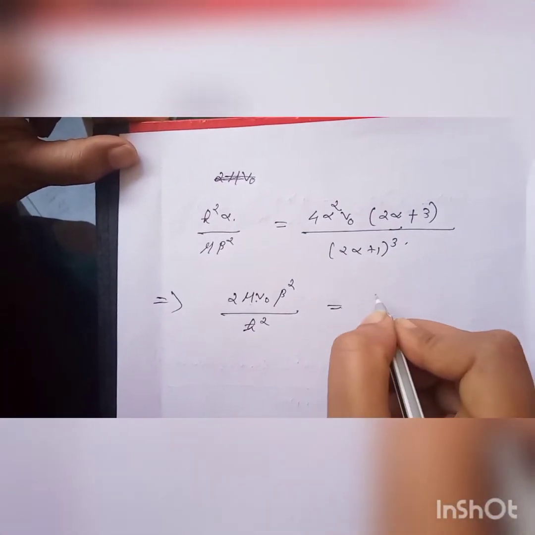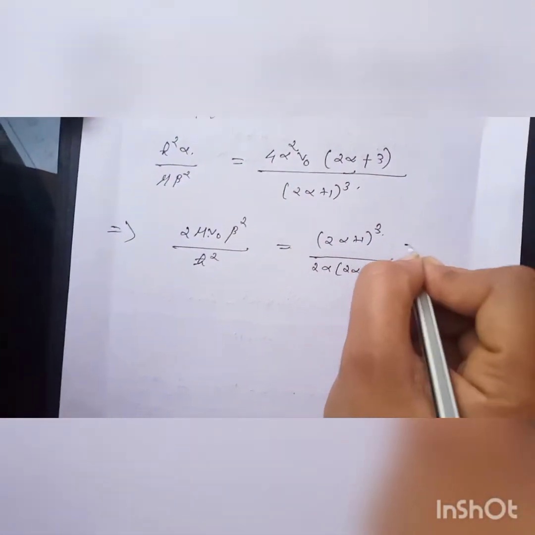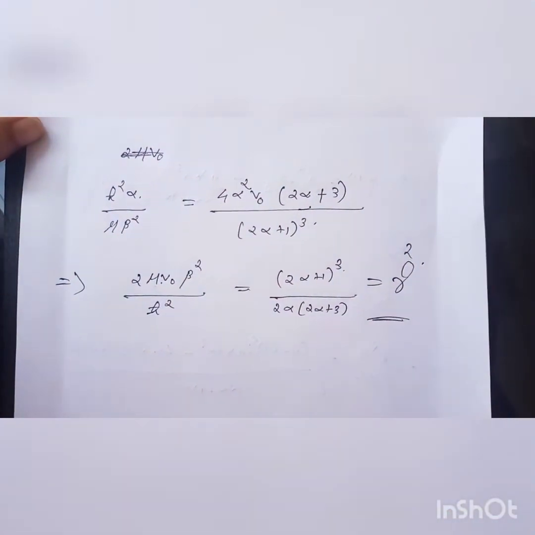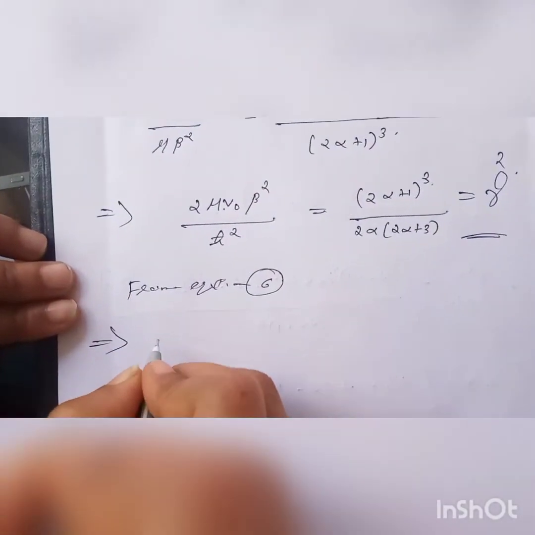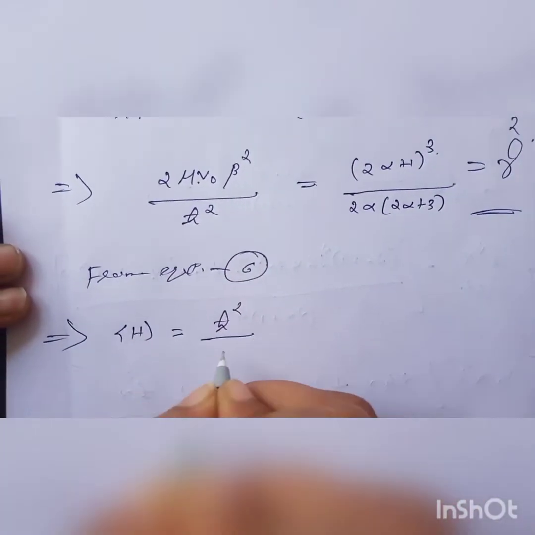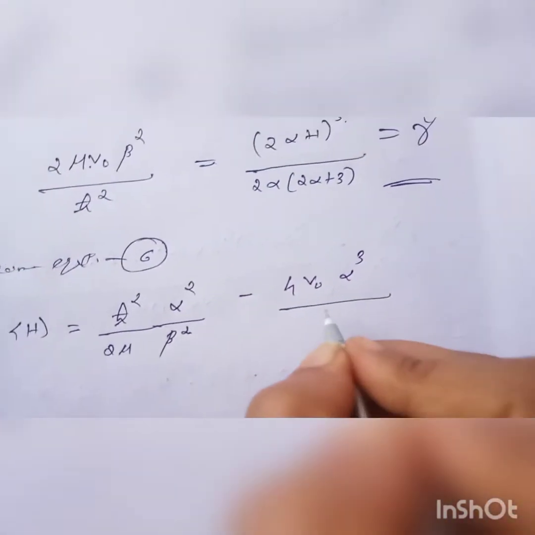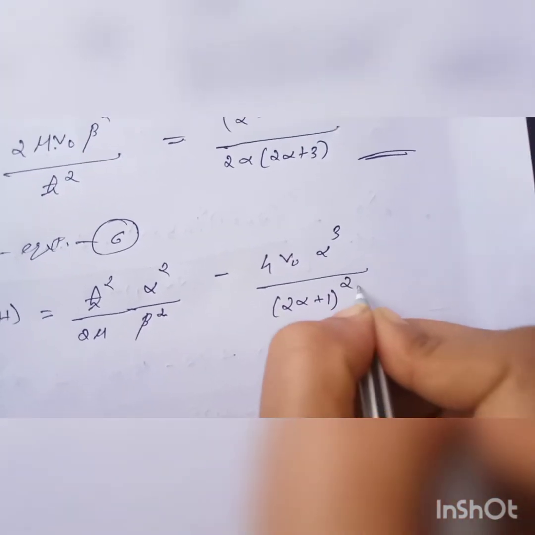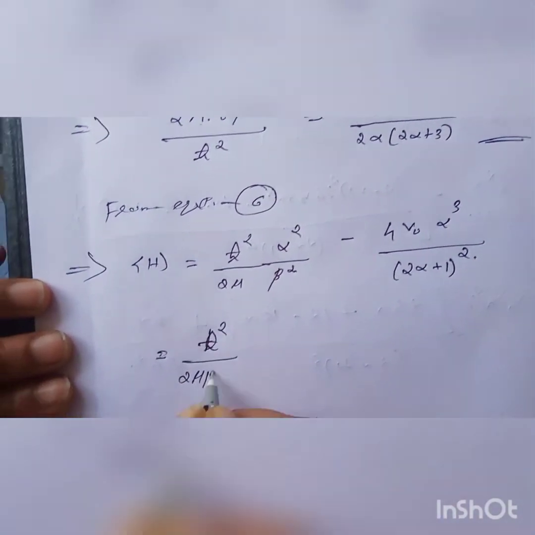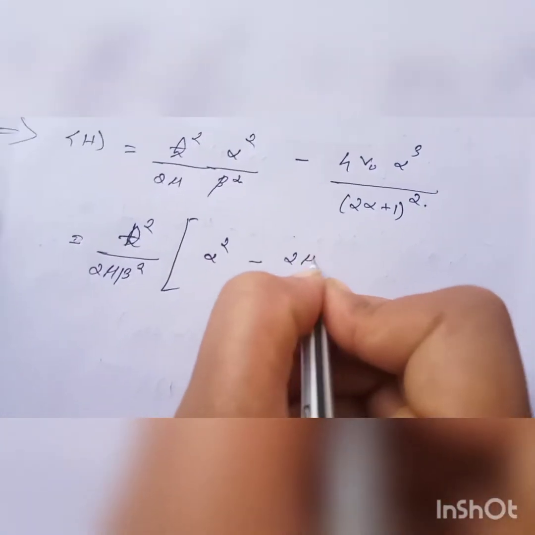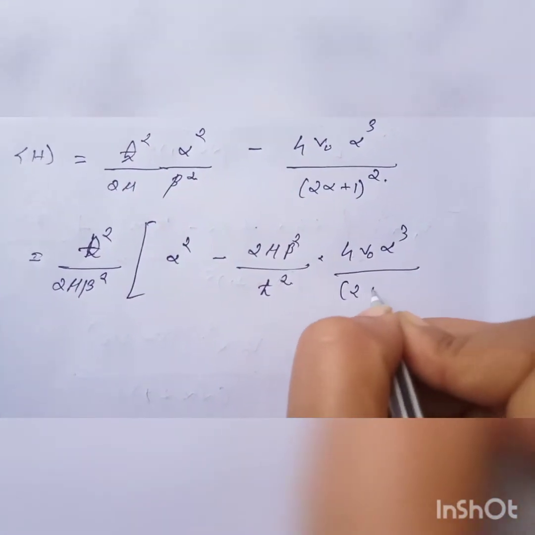Which implies that, collecting all the constants on one side, 2μV0β²/ħ² is equal to (2α+1) the whole cube divided by 2α(2α+3), which is in terms of alpha, and it is written as γ². The value of alpha, when we put in the expectation value of H, we get the minimizing energy. From equation 6, the expectation value of H is equal to ħ²/2μ into α²/β² minus 4V0α³ divided by (2α+1) the whole square. That is equal to ħ²/2μβ² into α² minus 2μβ²/ħ² into 4V0α³ divided by (2α+1) the whole square.